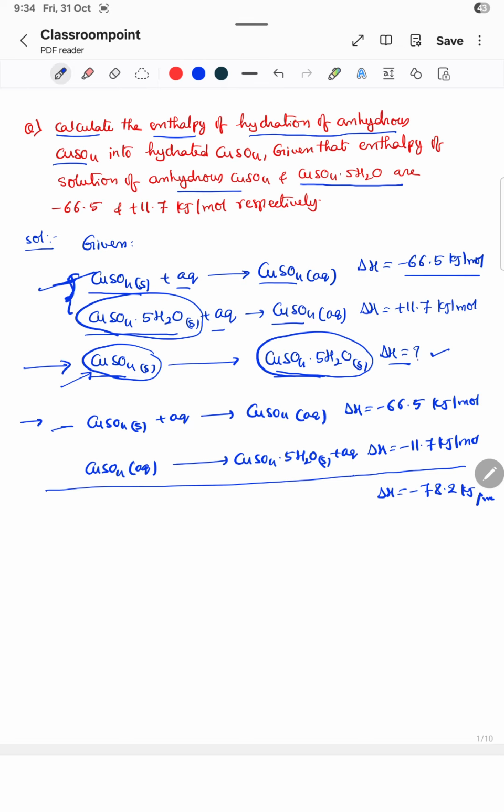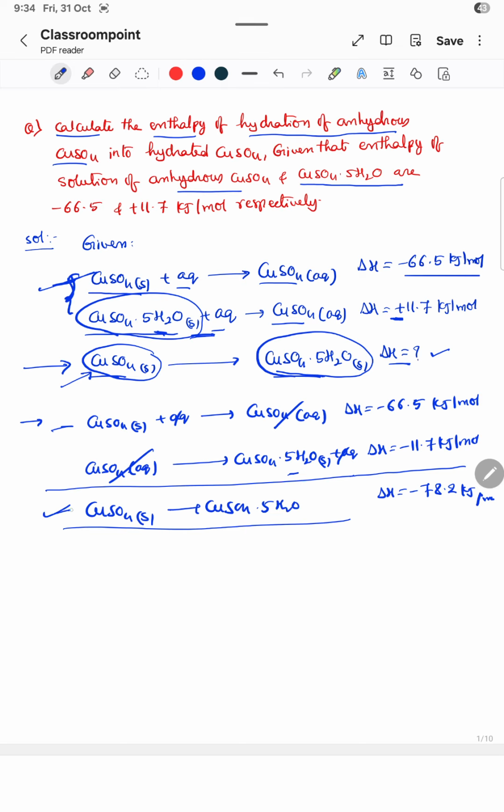So now we have to reverse this equation to get this one, so that after reversing this will come here and this will go here, and this positive sign will become the negative sign. Now by cancelling the common things here, you are going to get the solid copper sulfate converted into copper sulfate pentahydrate.